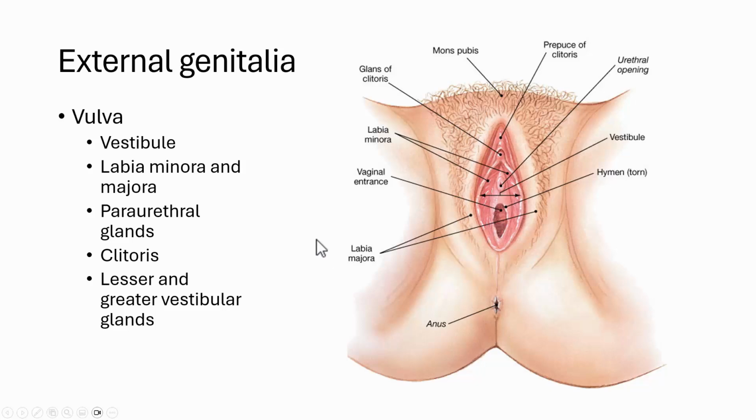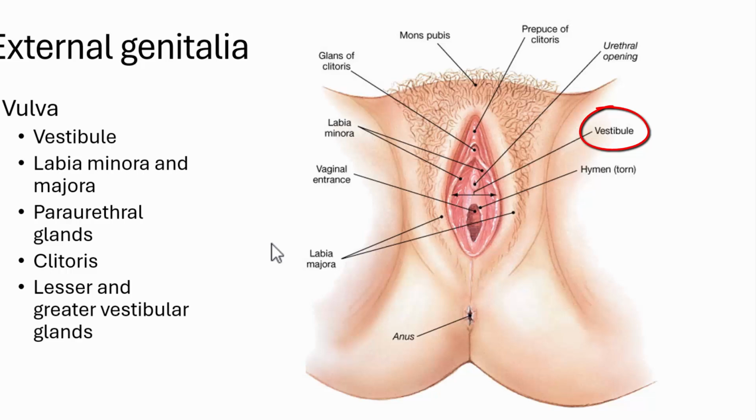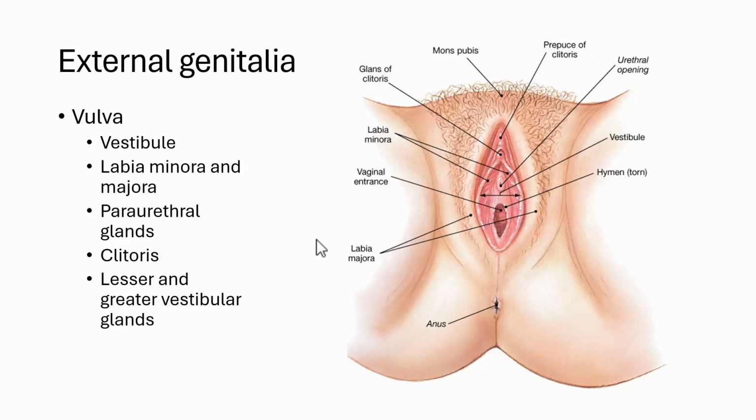External genitalia, we have the vestibule, we have the labia minora and labia majora. The periurethral glands are not showing up in this particular slide. We have the clitoris, and then we have the lesser and greater vestibular glands, which again are not showing up in this particular slide.